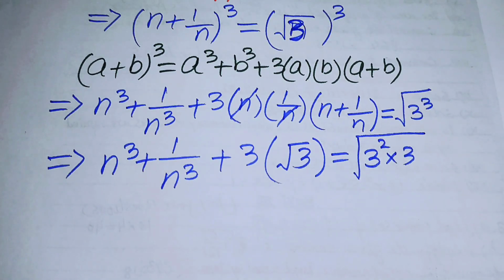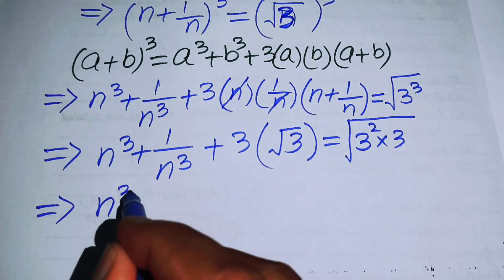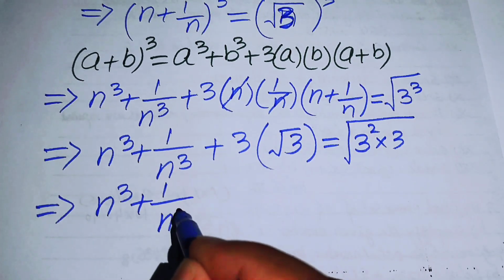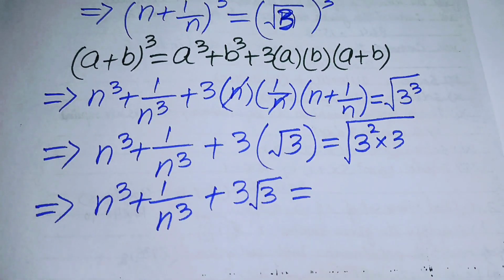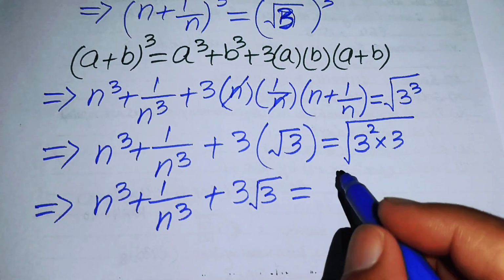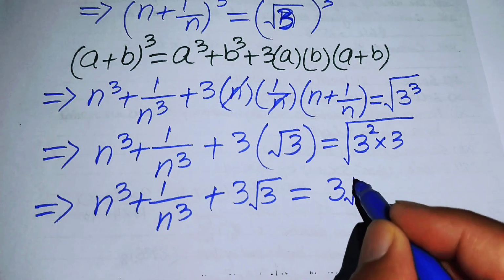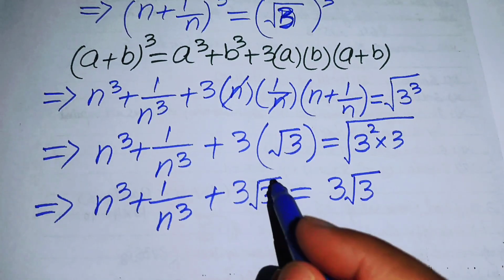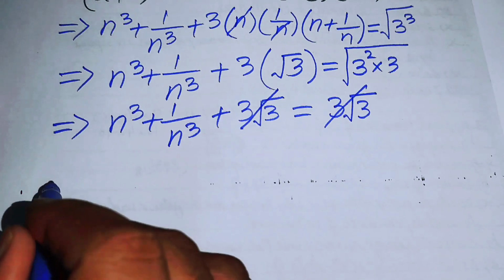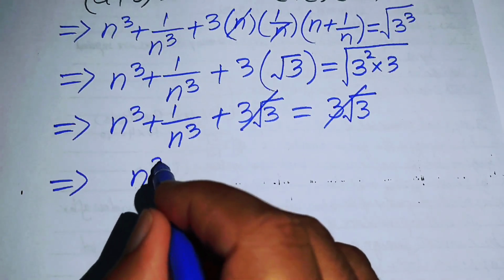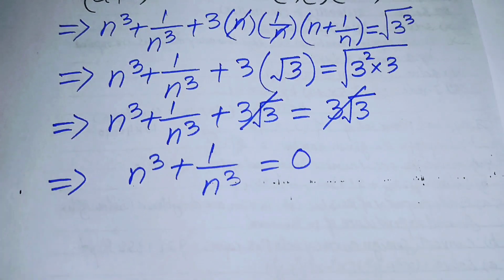And now we simplify the terms, and you get n cubed plus 1 over n cubed plus 3 times square root of 3 is equal to, here you have 3 squared is equal to 9, and the square root of 9 becomes 3, and it becomes 3 times square root 3, and you see that these two terms are cancelled by each other, and we obtain n cubed plus 1 over n cubed is equal to 0.